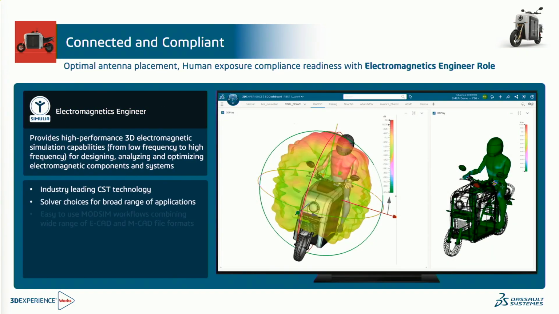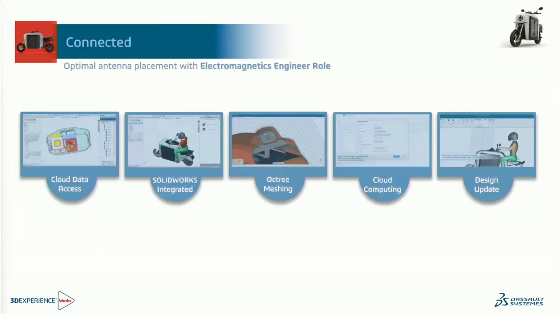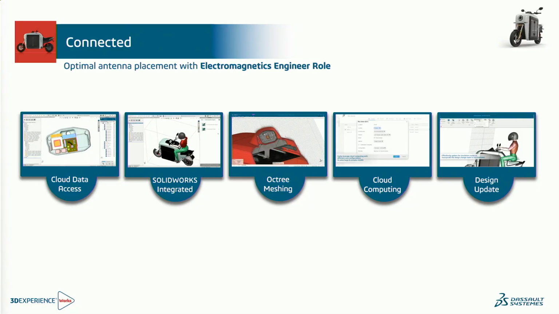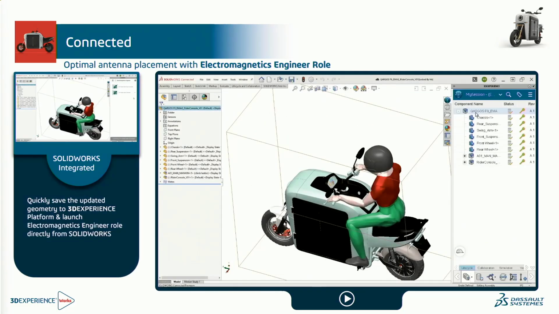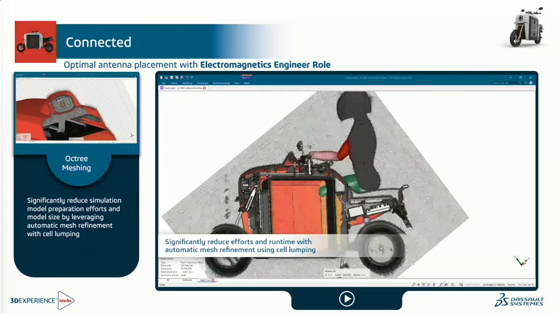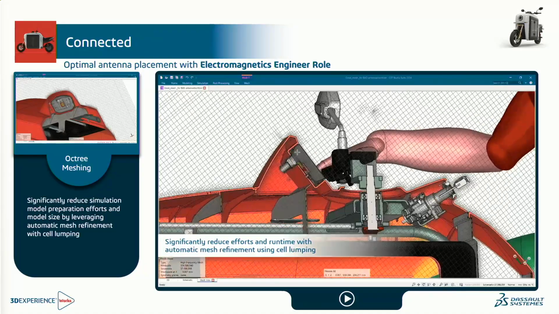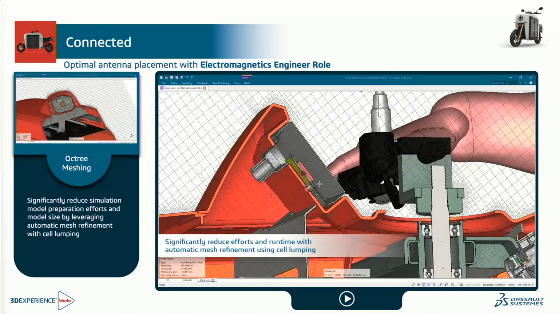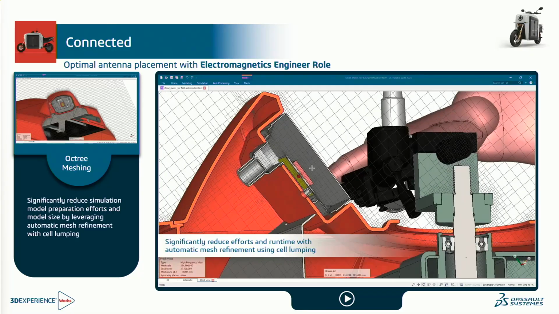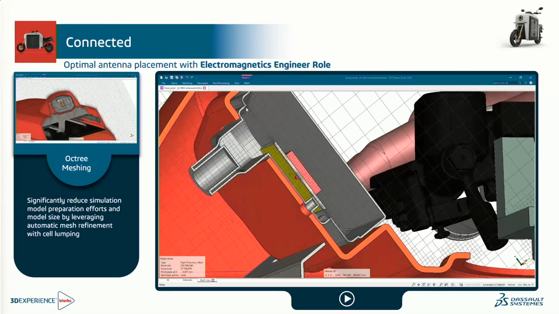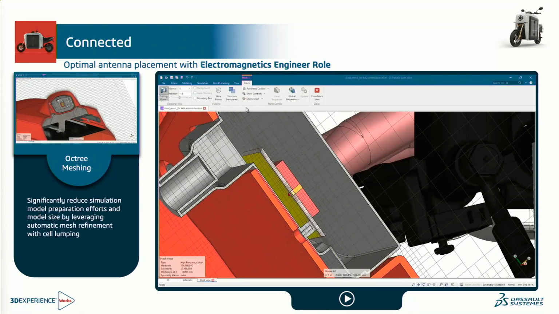A few things we can touch on. I won't touch much on the cloud data access. I think every SolidWorks customer is aware we can save to cloud and pull down from cloud into other pieces of software. You're aware it's integrated with SolidWorks. Let's talk about some of the things that really help them. One of our meshing techniques that we call octree meshing with efficient automatic cell lumping can take some of these massive models and automatically make them much, much easier to solve.